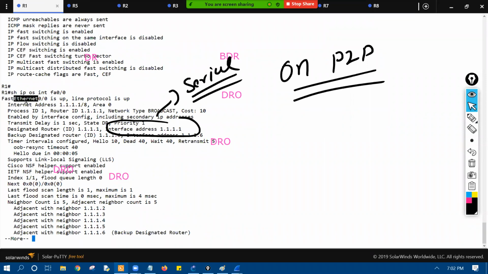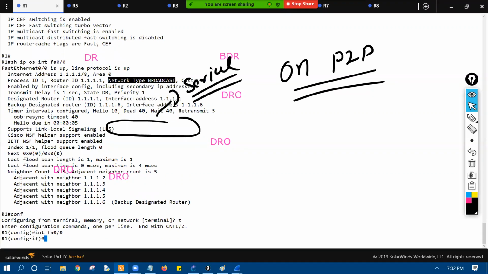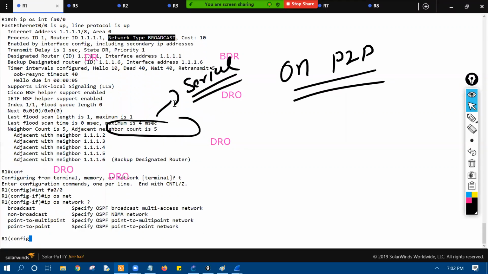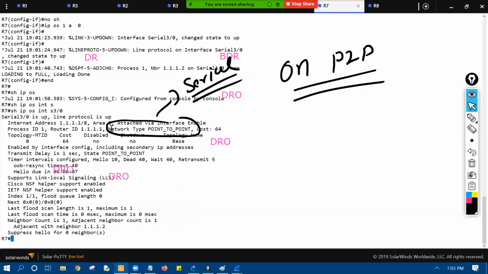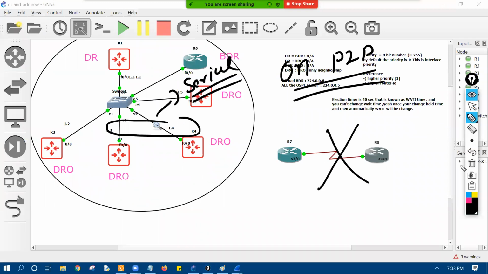This is the Ethernet technology, and on it by default the type is broadcast. You can change this network type as well. Interface 0/0, IP OSPF network type, you can define point-to-point. But by default, it is broadcast. And on the broadcast network, we have a DR and BDR. On the point-to-point network, we don't have a DR and BDR concept. That's why we don't have any DR and BDR, doesn't matter if they have a higher priority.